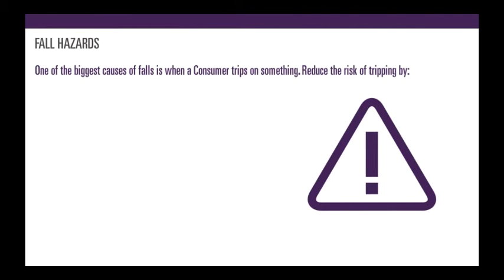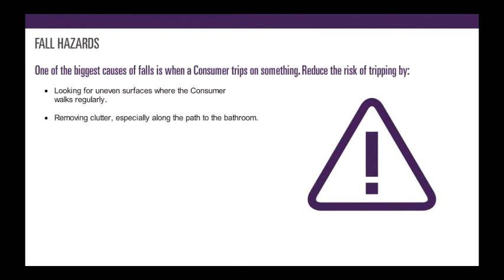One of the biggest causes of falls is when a consumer trips on something. To reduce the risk of trips, here are some general safety tips. Look for uneven surfaces inside and outside where the consumer walks regularly. Keep hallways, walkways, and stairs free of clutter. It's especially important to keep the path to the bathroom free of clutter. Throw rugs are a big trip hazard. Ask the consumer if they can be removed. If not, secure them to the floor with double-sided tape.